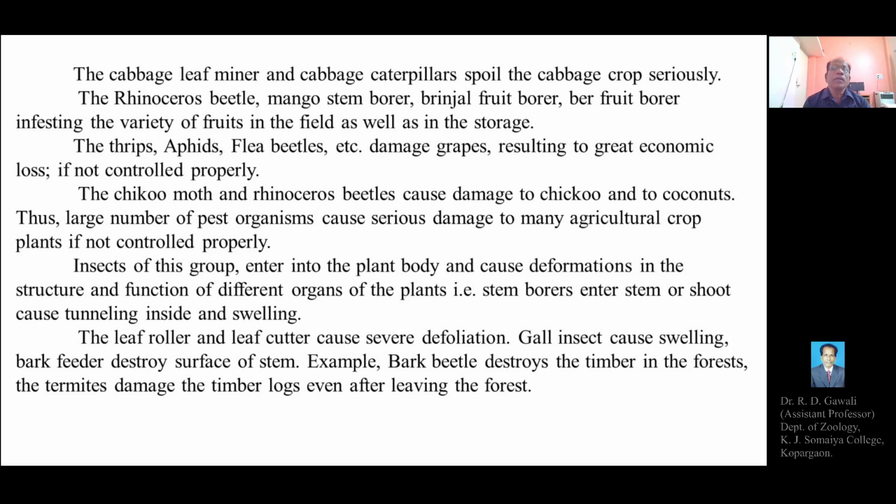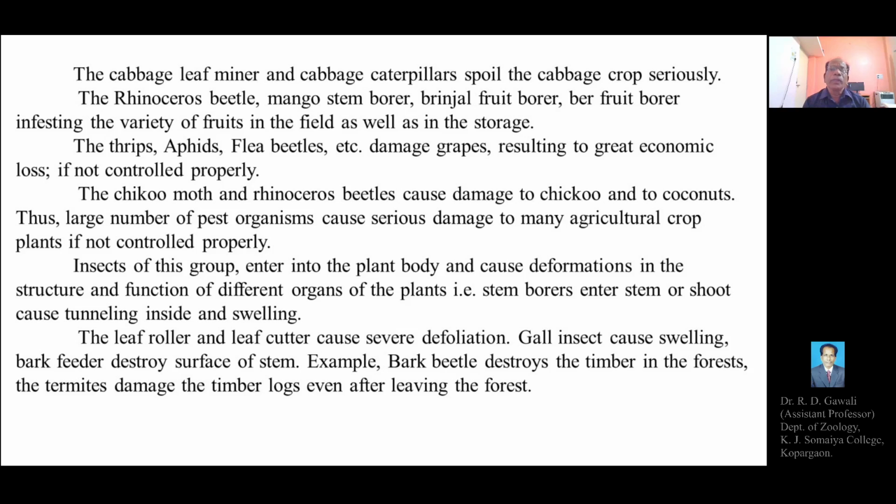The thrips, aphids, flea beetles, etc. damage grapes, resulting in great economic loss if not controlled properly. The chiku moth and rhinoceros beetles cause damage to the chiku and to the coconuts. Thus, a large number of pest organisms cause serious damage to many agricultural crop plants if not controlled properly.